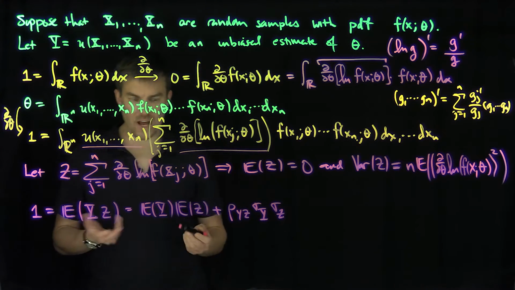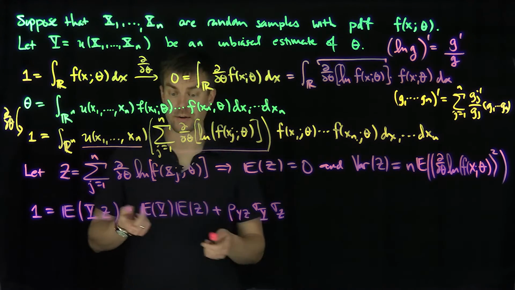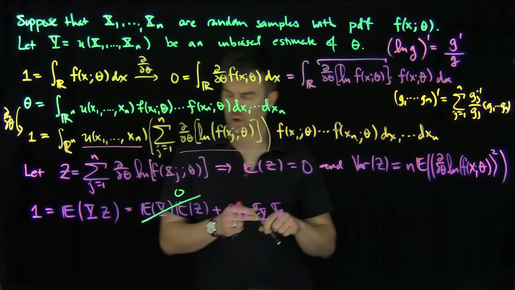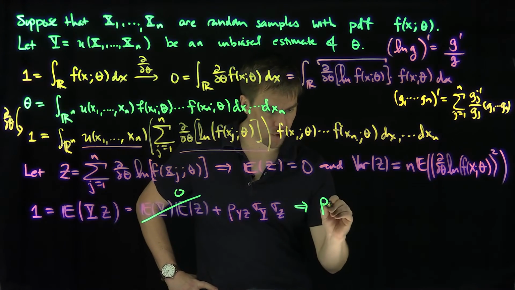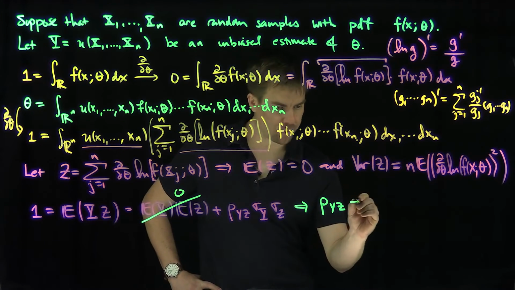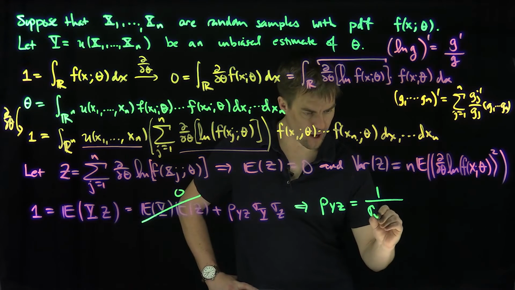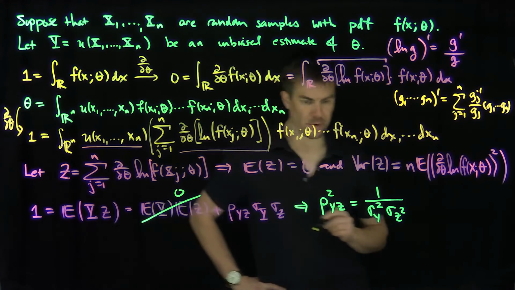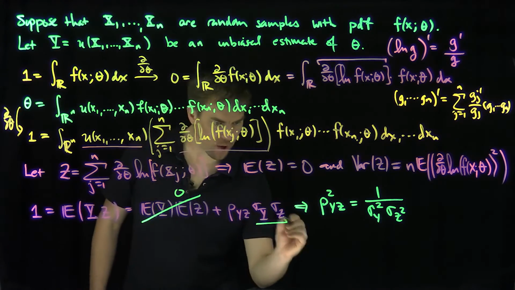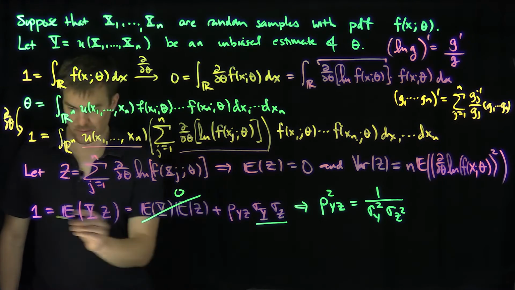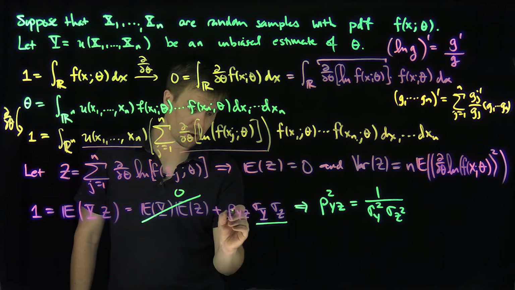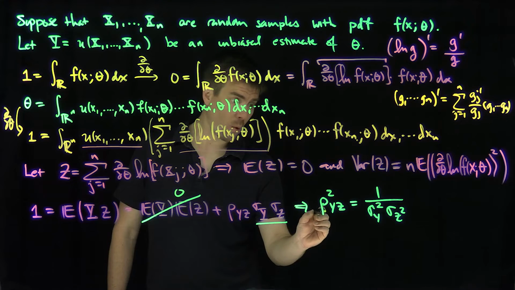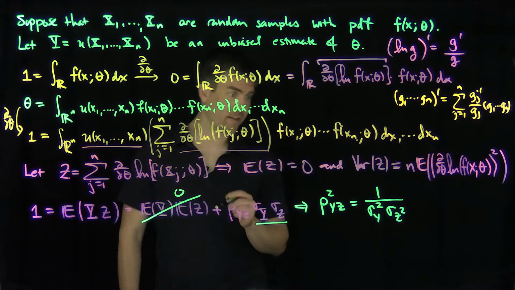Great. And so now what do we know? We know the expected value of z is equal to 0, so this term over here is gone. And so what we have just proven is that 1 is equal to sigma y sigma z times the correlation rho yz, so the correlation between y and z is 1 over sigma y sigma z. If I square rho yz, I get 1 over sigma y squared times sigma z squared.